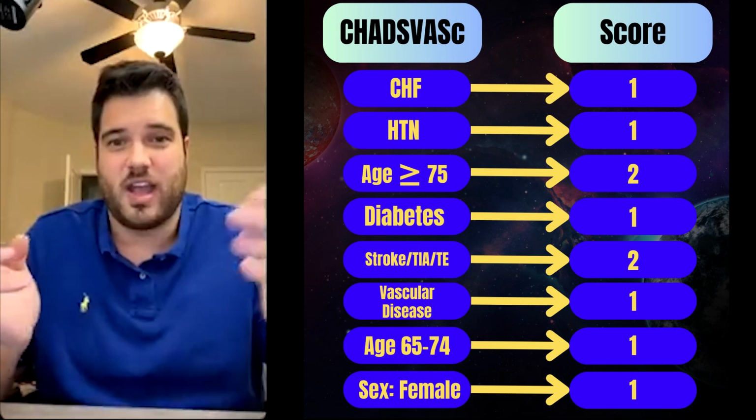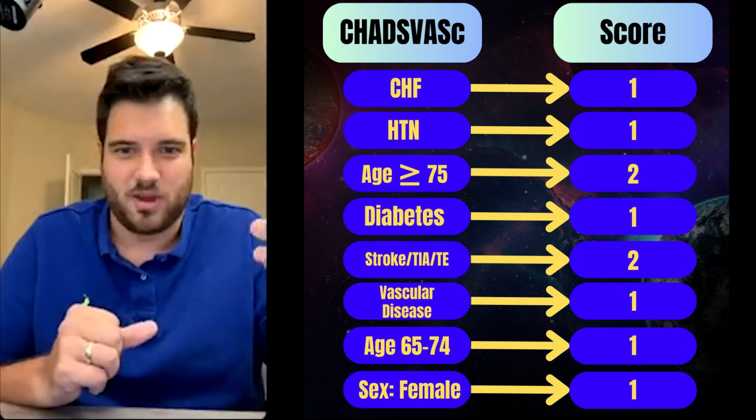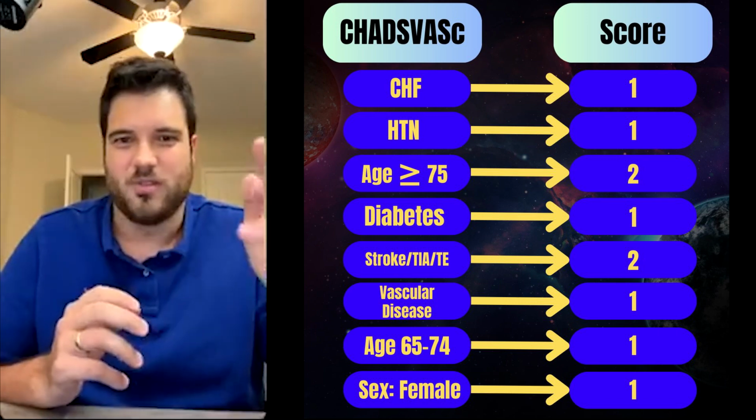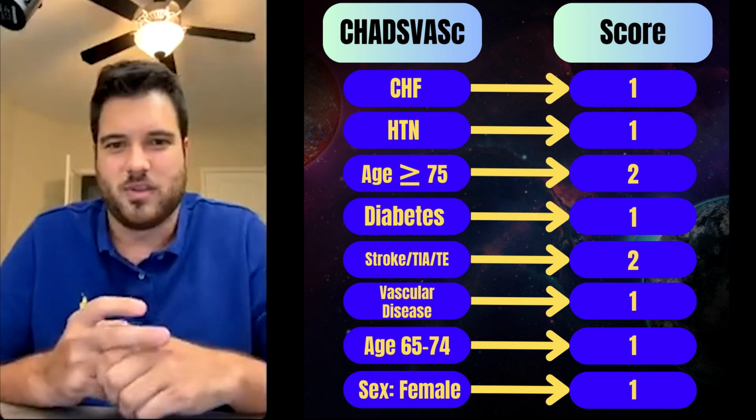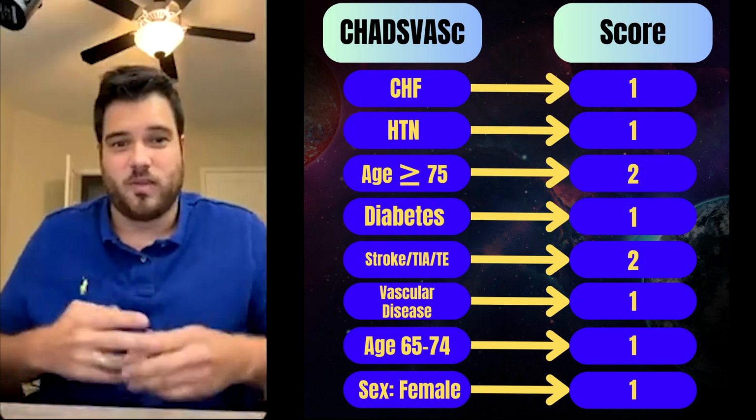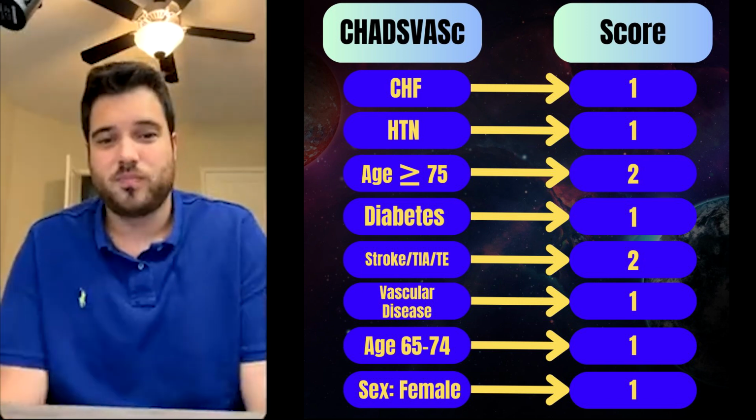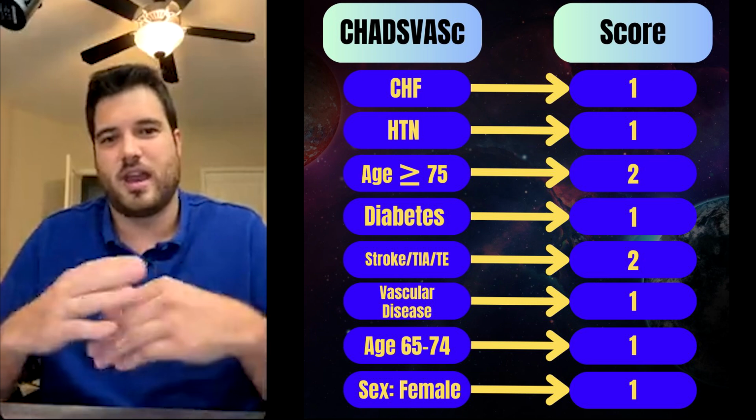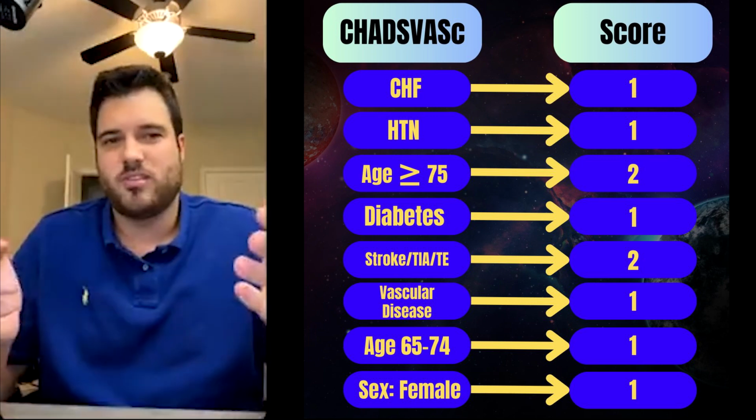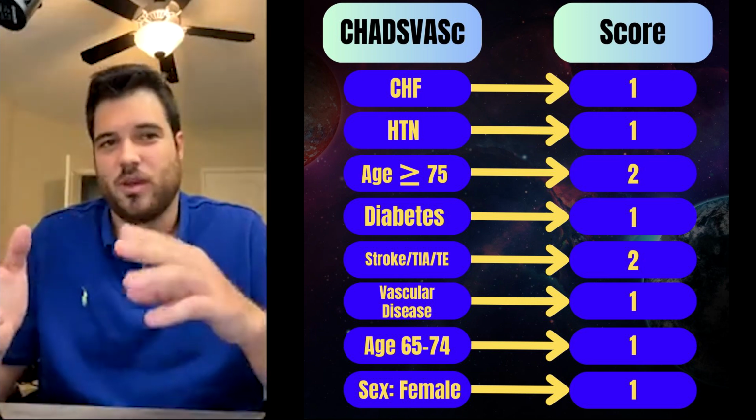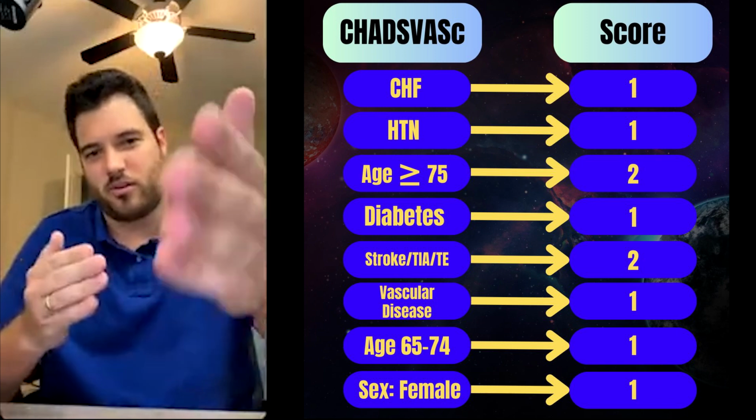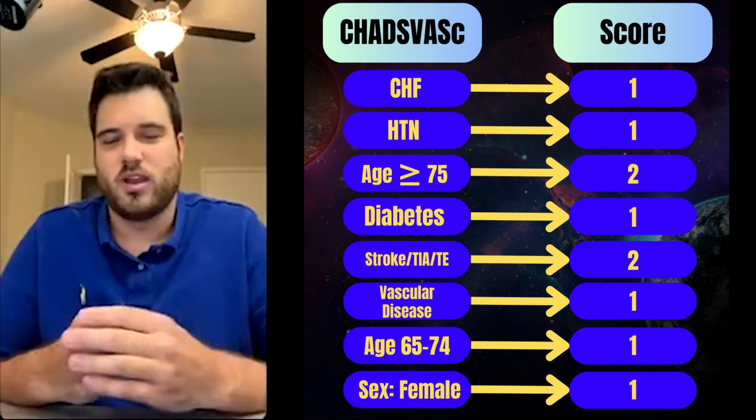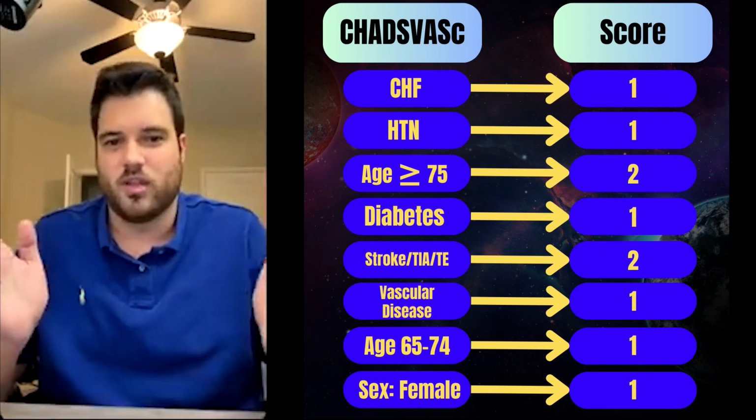It's CHA2DS2-VASc. The only thing that was really confusing to me when I first learned about it back in the day was the Sc. That just means sex category, and it's female. Females get a 1. And you can look at it and add up the score. Low risk for males is 0, and for females, because of the criteria on there, it's a 1. And usually that means no anticoagulation is needed.